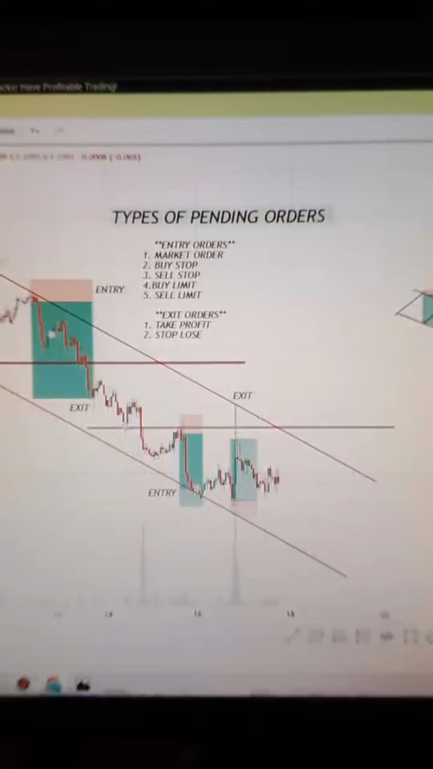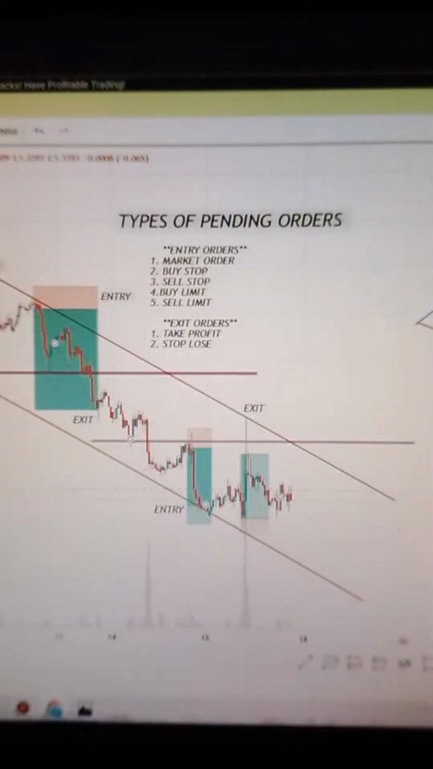I'll start teaching right away. When it comes to the market, we have a lot of orders. We have so many kinds of entry orders, and entry orders are where we can execute our positions. That is what we call entry orders.